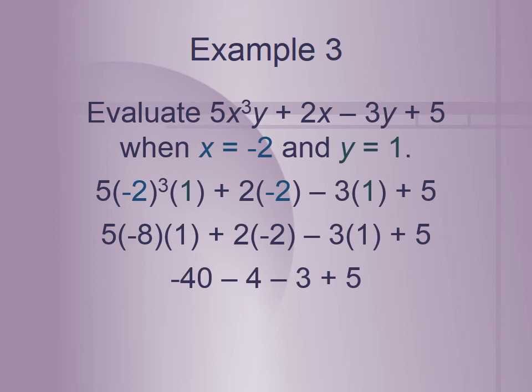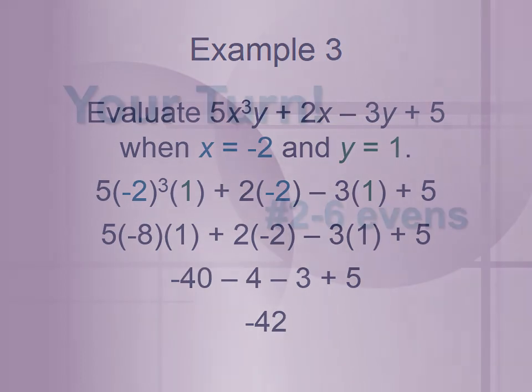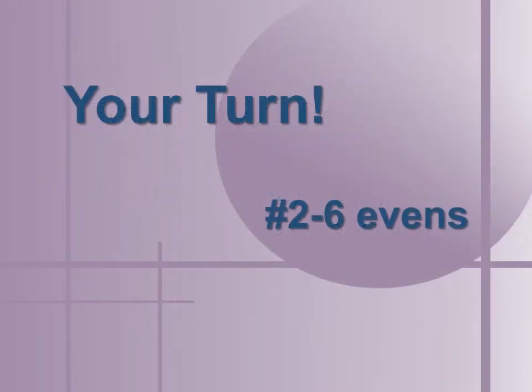Now we're going to subtract and add from left to right. So negative 40 minus 4 is negative 44. Minus 3 is negative 47. And plus 5 is negative 42. Go ahead and try 2 through 6 evens.